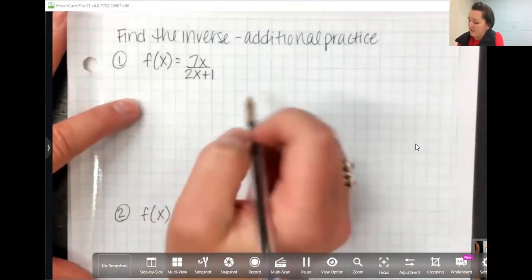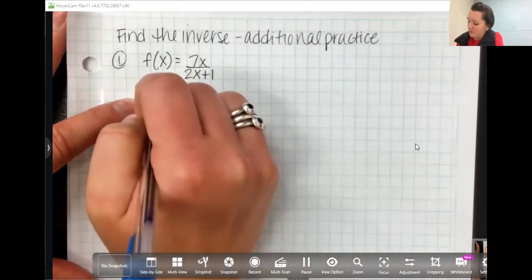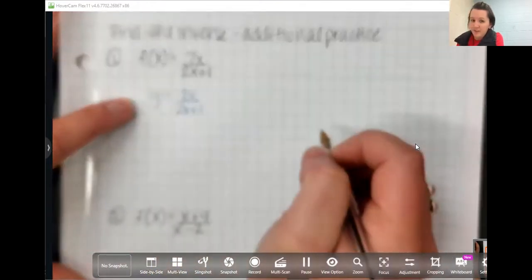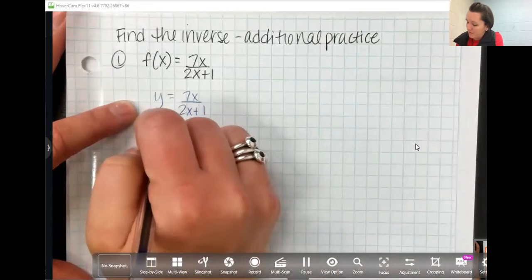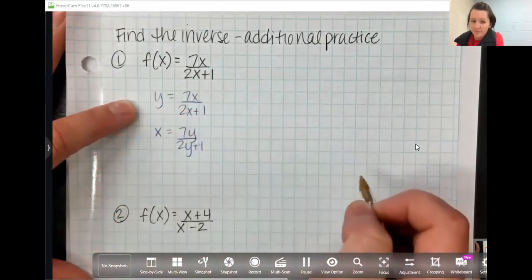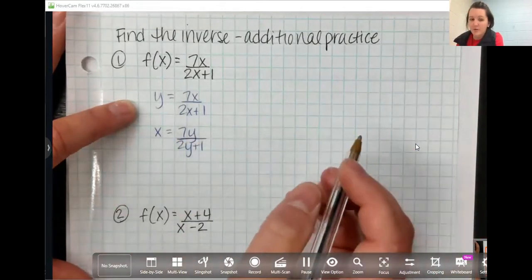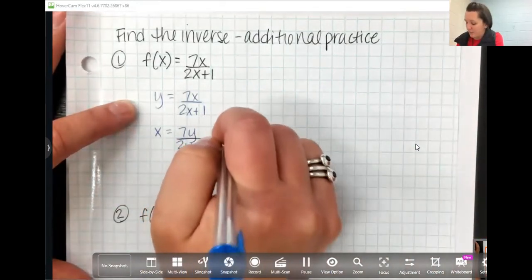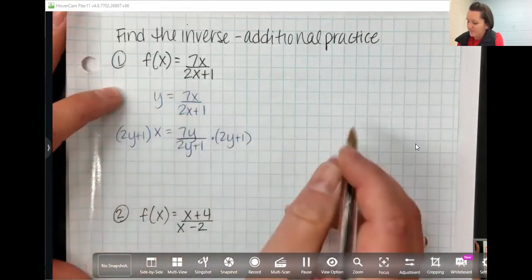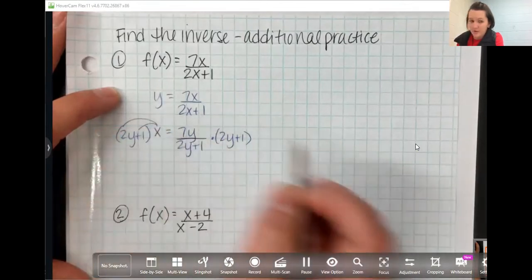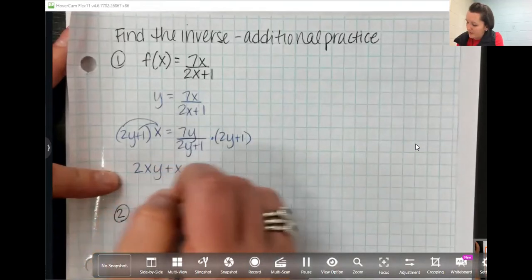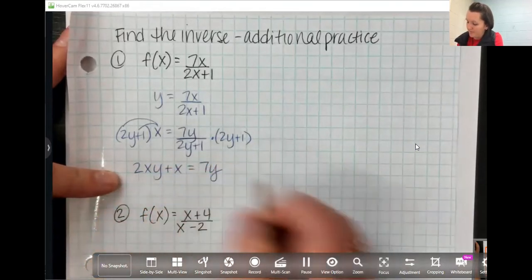First, we're going to replace our f of x with y. So we have y equals 7x divided by 2x plus 1. We're going to replace our x and our y. So we have x equals 7y divided by 2y plus 1. So we're going to solve for y. I'm going to multiply by 2y plus 1 on both sides. Distribute your x just like we did in the review. I have 2xy plus x equals 7y.